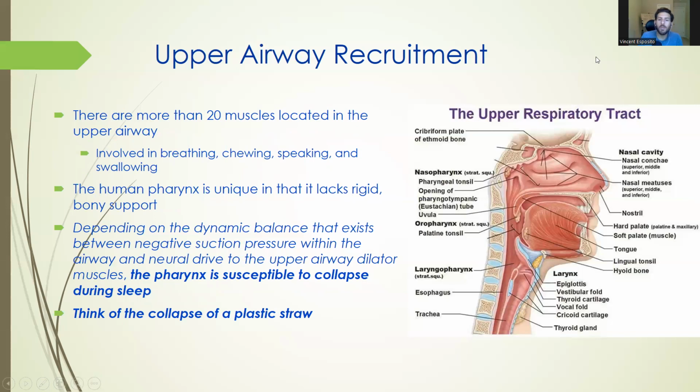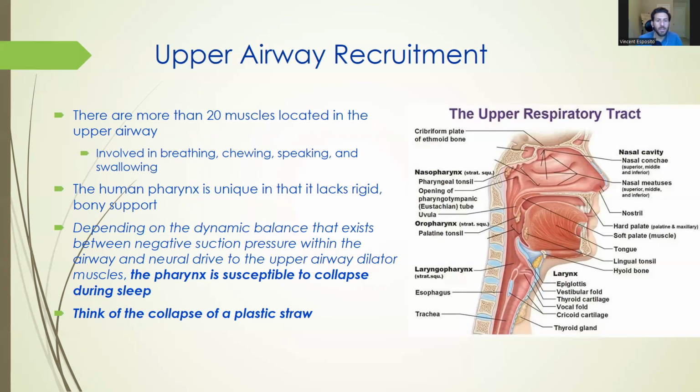Now, there are more than 20 muscles that are responsible for keeping the upper airway open. These are the same muscles that can be involved in breathing, chewing, speaking, and swallowing. And again, there is no bony support in the pharynx, which means there is no rigid structure that's going to keep this open, which means that you can get collapse, which again is leading to sleep apnea, which is the topic of what we're talking about here.